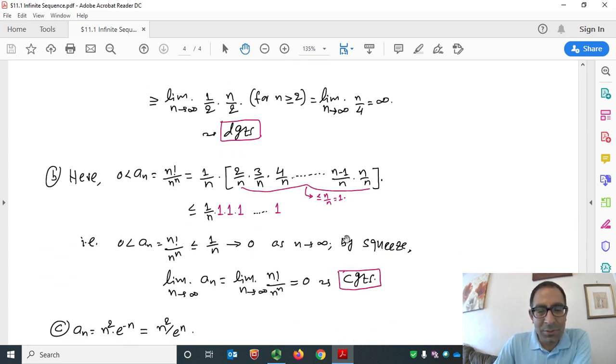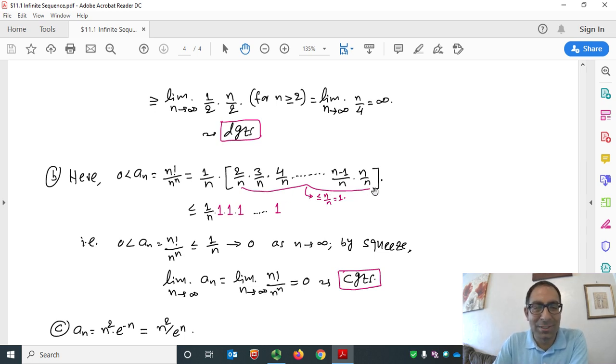Here I'm going to use the Squeeze Theorem. Our nth term is n factorial over n to the power n. So n factorial is again 1 times 2 times 3 times ... times n minus 1 times n. I'm just reading backwards here. Over n to the power n is n times n times n times n.